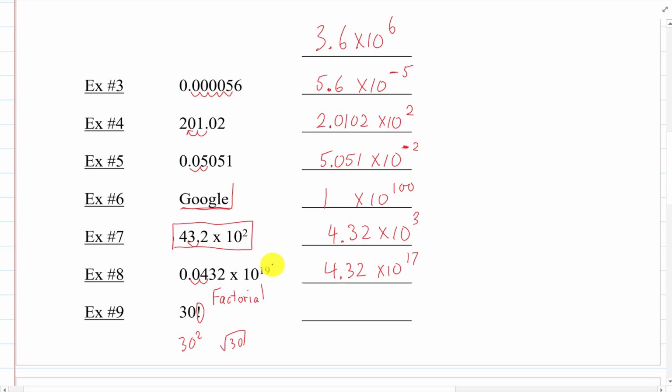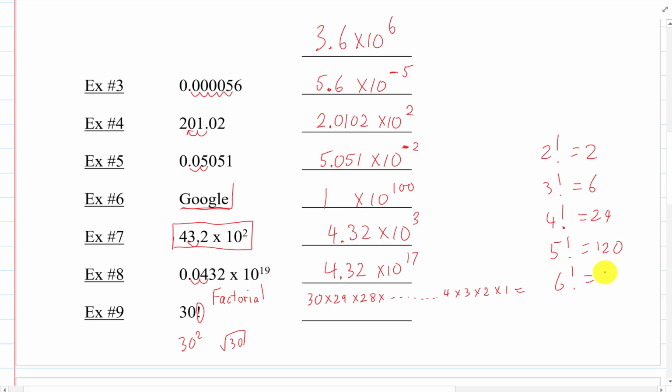30 factorial. What is 30 factorial? 30 factorial is 30 times 29 times 28 times, down to 4 times 3 times 2 times 1. That's 30 factorial. It's the product of the numbers all the way up to that number. So 2 factorial is 2. 3 factorial is 6. 4 factorial is 24. 5 factorial is 120. 6 factorial is 720, I think. It gets big pretty fast.